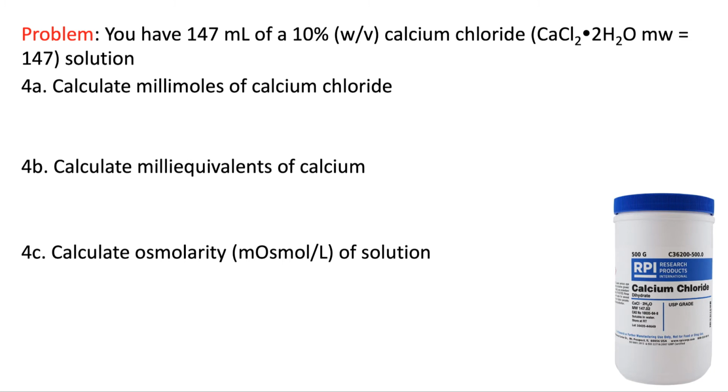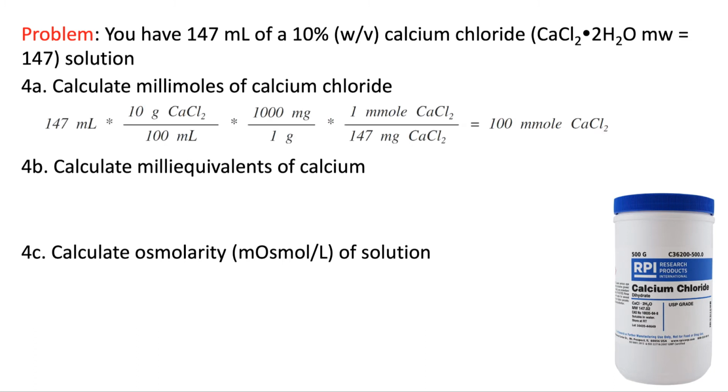And the first part, part A of this question, says, calculate the millimoles of calcium chloride, given the volume and the concentration of the calcium chloride solution we have. So let's start with that. What we know is we have 147 milliliters, and then we'll multiply it by its concentration, which we said was 10% weight per volume, which will change to and use the expression as 10 grams of calcium chloride for every 100 milliliters. Next, let's convert from grams to milligrams.